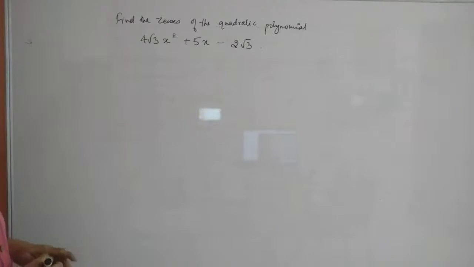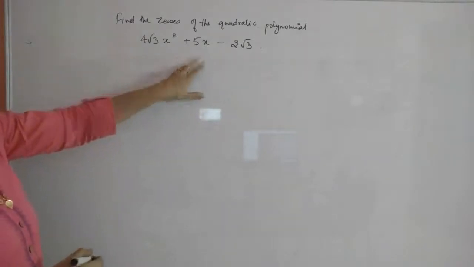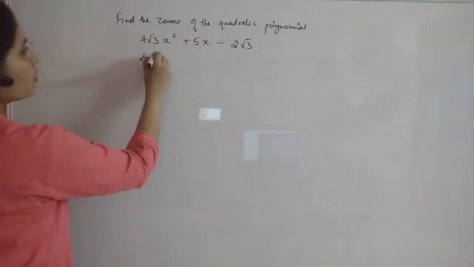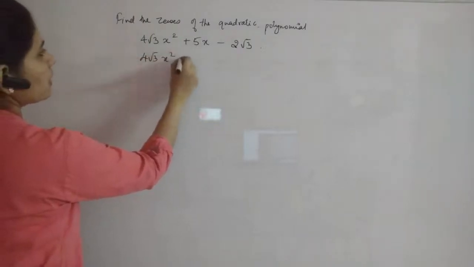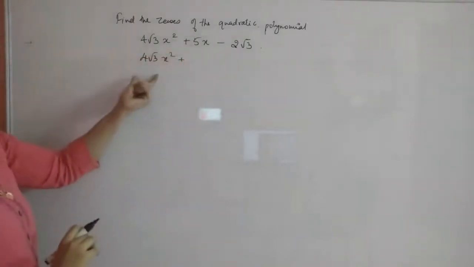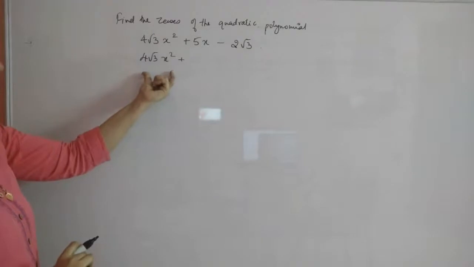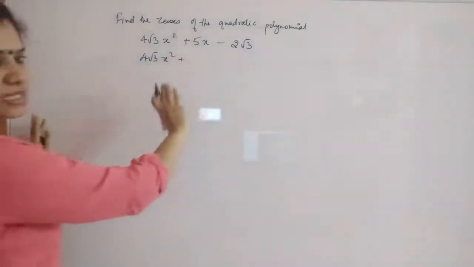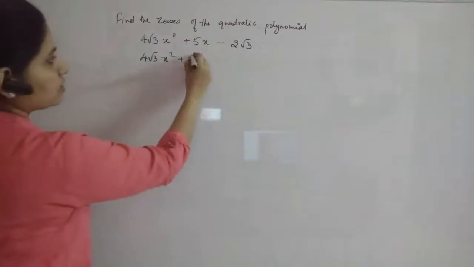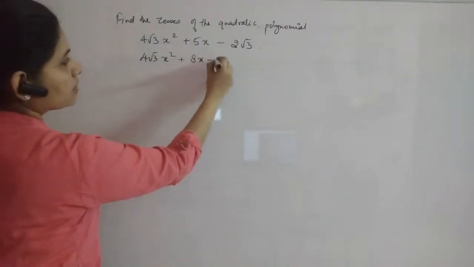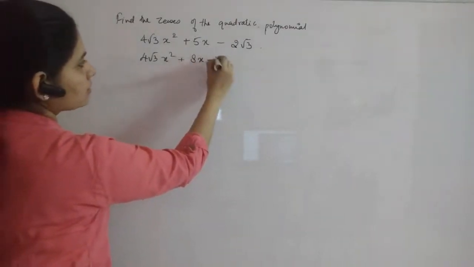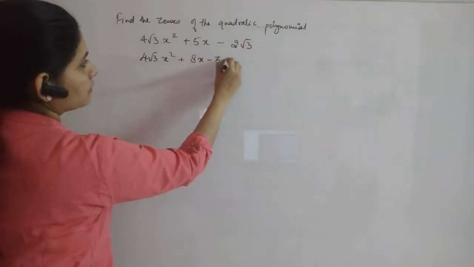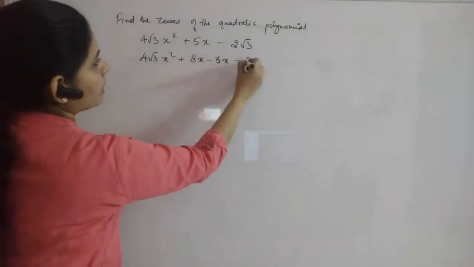Okay. Let's find the zeros of the quadratic polynomial 4 root 3 x square plus 5x minus 2 root 3. We will use the splitting the middle term process. We get 4 root 3 x square, and we can write 5x so that we get a common factor here as well as here when you combine. So here 5 can be written as 8 minus 3, so that this will become 3x minus 2 root 3.